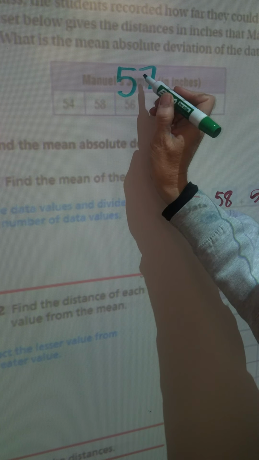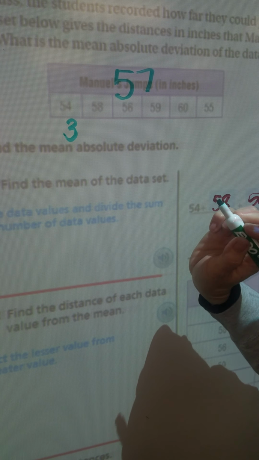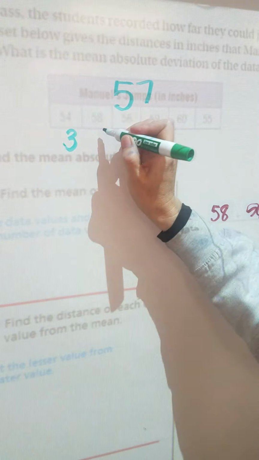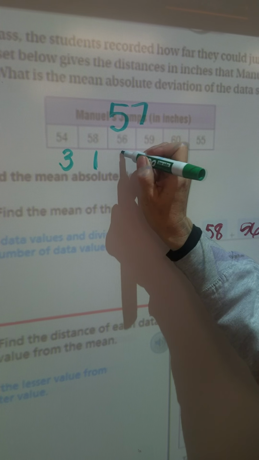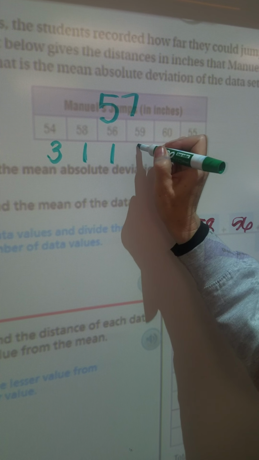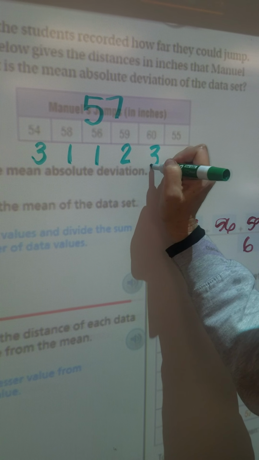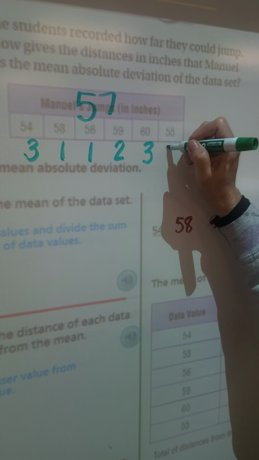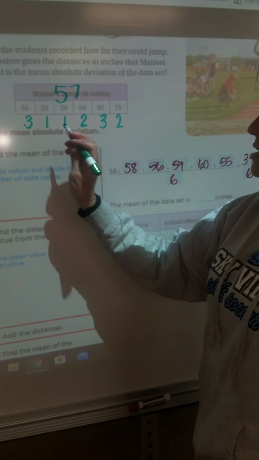Okay, so I know, boys and girls, 54 and 57, those are 3 spaces away. 58 and 57 is 1 space. 56 and 57 is also 1. 59 and 57 is 2 spaces. 3 spaces and 2 spaces. So those are our distances from the mean.